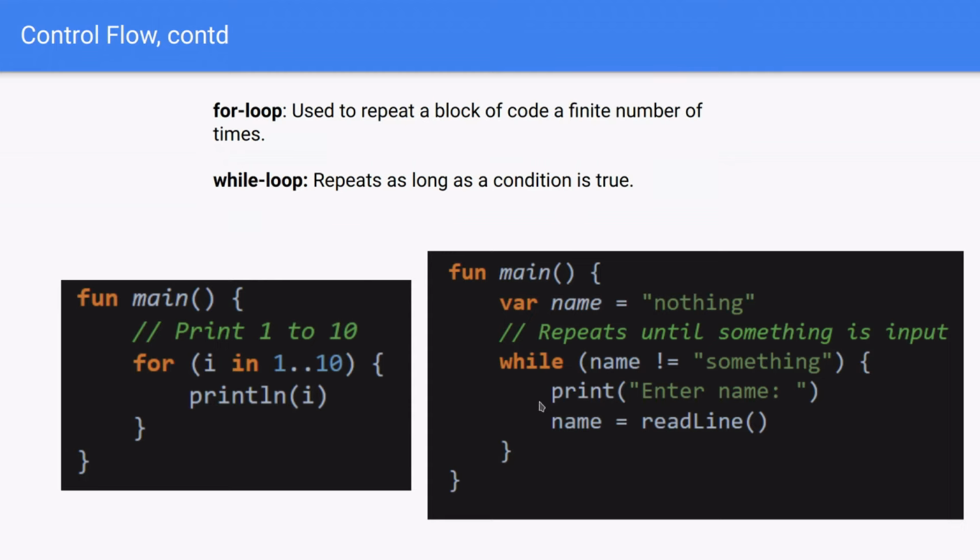Then we ask the user to enter the name with every iteration, and the name is saved in the name variable using the readline method, which basically lets us read input from the console. If this name is something, then the loop terminates. If this name is not something, it's something else, then the loop continues. That was basically it for Kotlin.